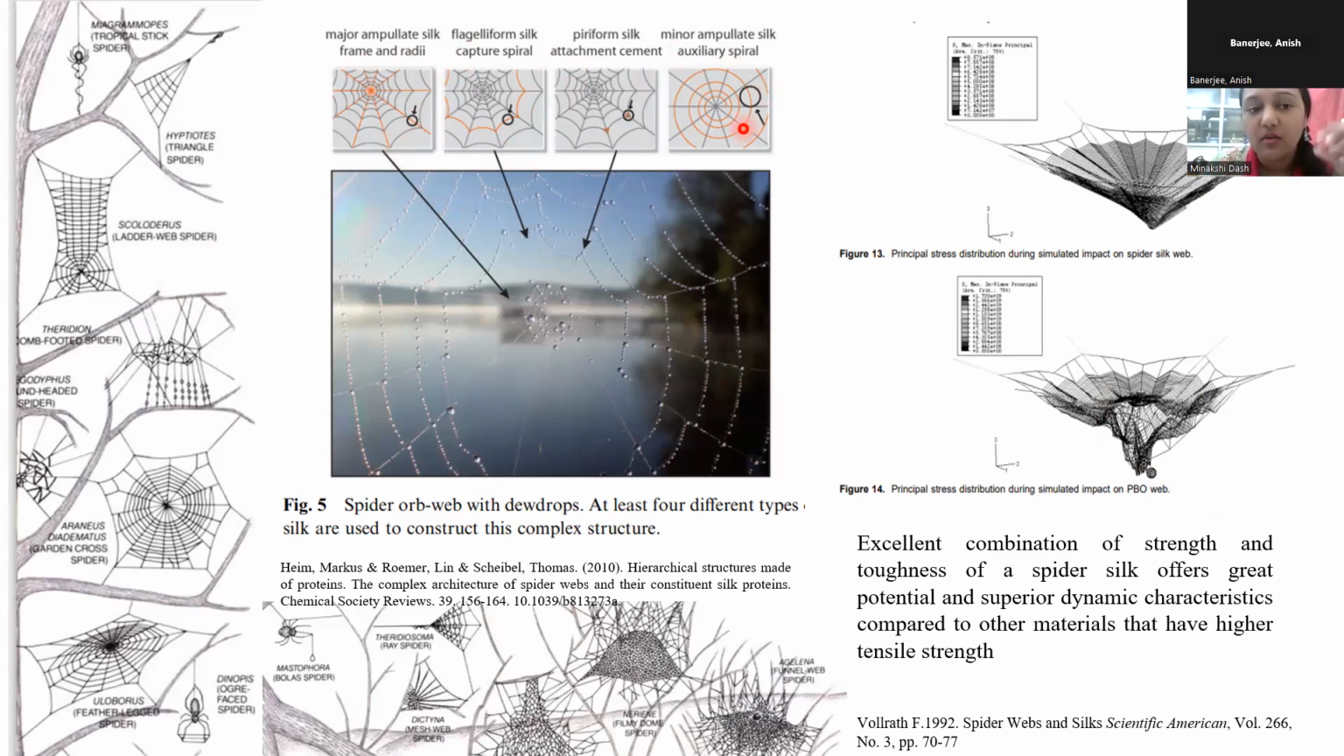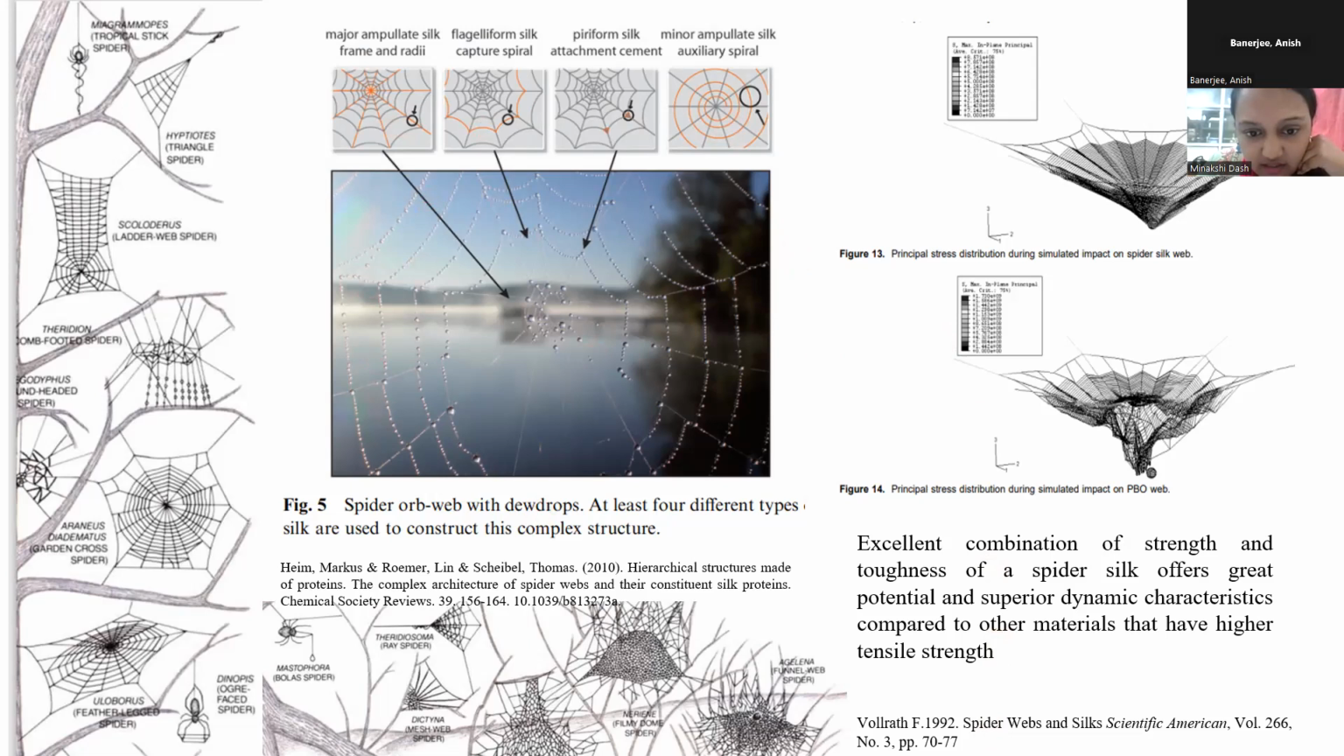So there are two rows of spinnerets, anterior and posterior. If you are more into spider taxonomy, then you will get to know it. But this is about simple ecology, so I won't get much into it. But these are four kinds of major silks that you will find in a spider web. So here, I don't know if you can see it clearly or not.